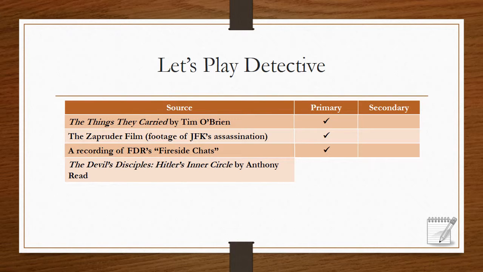And our final source is The Devil's Disciples, Hitler's Inner Circle by Anthony Reid. This would be a secondary source because this is the author's interpretation and analysis of Hitler's Inner Circle. Now let's stop the video and try the examples on your worksheet.